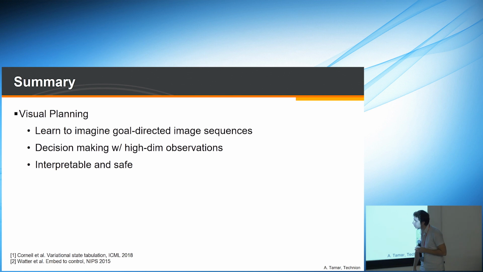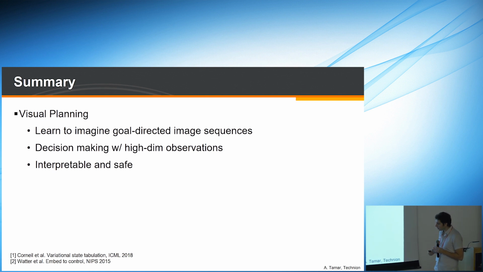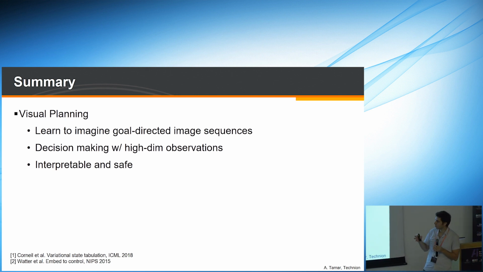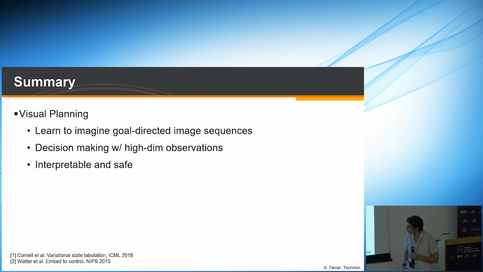So to summarize, we propose a problem that we call visual planning, where the idea is that we want to learn how to imagine images in a goal-directed way. So we have a start image and we have a goal image, and we want to imagine images in between. And this is an instance of decision-making with high-dimensional observations that looks at the essence of the problem. We don't care about actions, we don't care about the robot, we just care about what is the actual physics model in our problem, how do we capture it from our data, and how to use it for planning.